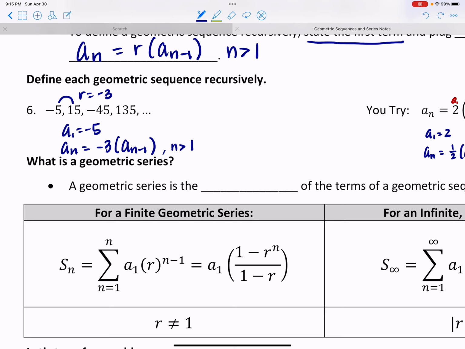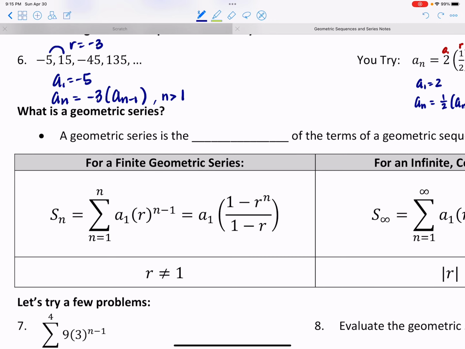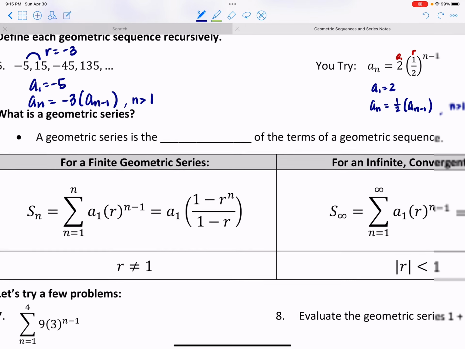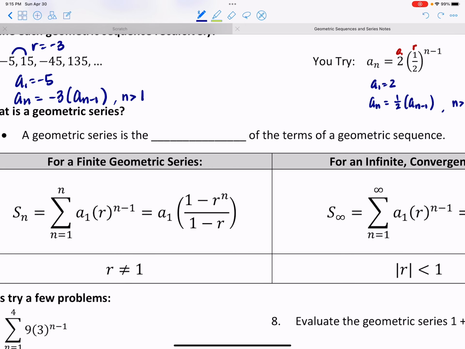So we understand what a geometric sequence is. We know how to define it recursively and explicitly. Now, let's talk about the sum. If we're finding the sum for a geometric series, we're just adding up the terms of the geometric sequence. So a geometric series, again, just representing a sum.